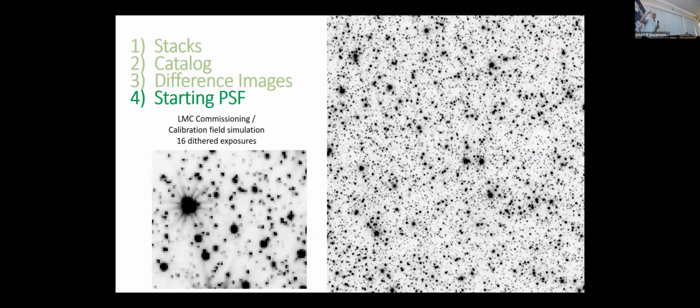The last thing I'll talk about is getting a starting PSF. Roman is going to be using the LMC field for commissioning. So we'll get a lot of observations of this field. So I just decided to look at what a simulated observation of this field would look like to see whether or not it's easy to extract the PSF. And in fact, I was able to extract a PSF all the way out to 30 pixels that was good at the center and good in the outskirts.